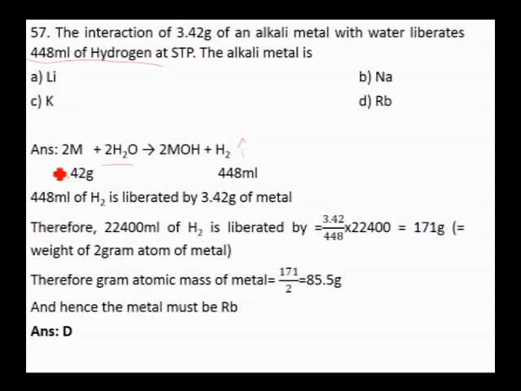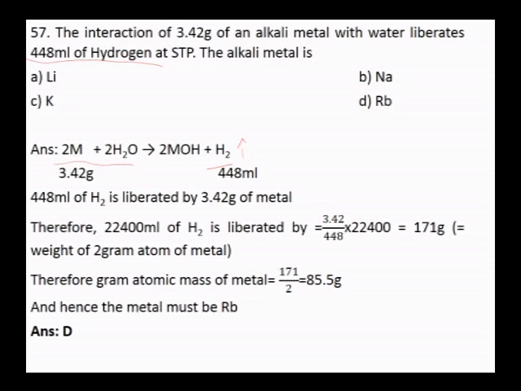From the balanced equation, it may be noted that 2 moles or 2 gram atom of metal on reaction with water produce 1 mole of hydrogen gas. So the 1 mole of hydrogen gas or any gas at STP will have a volume of 22.4 liters or 22,400 ml.